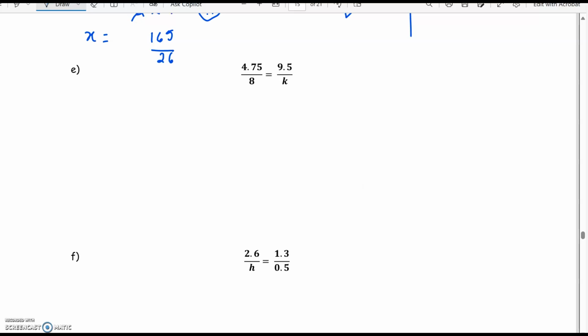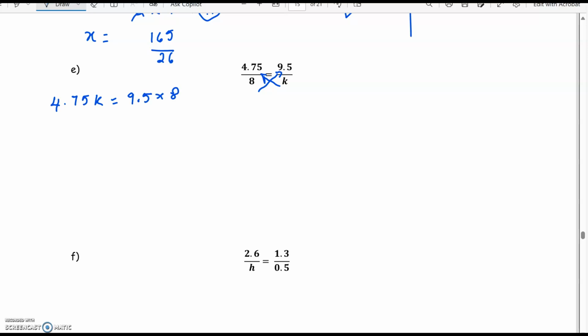Next we have another equation, a proportion. A ratio on the left equals a ratio on the right. We cross multiply. Cross multiplication is a method that will always work.